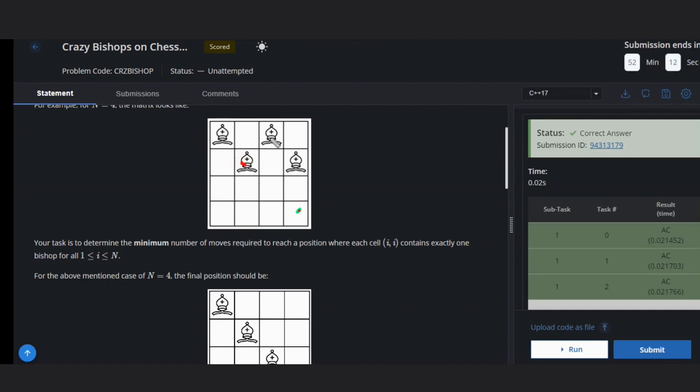Now we will move this bishop to this position. Then we will move this bishop to this position. So what will be the total number of moves? Here to here, one, two, three. This is the answer.